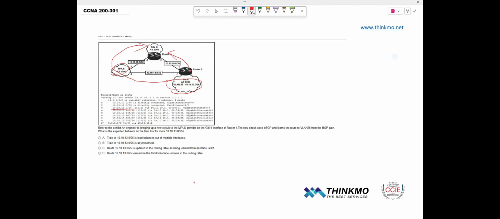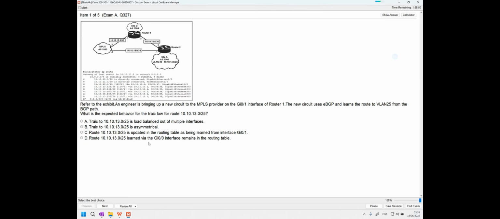We want it to remain in the routing table, right? Because after all, this path is still viable. If the MPLS VPN link, that is, the MPLS link fails, this route can serve as a backup path. So we want it to stay here. So the correct answer is D. Let's look at the correct answer, D.